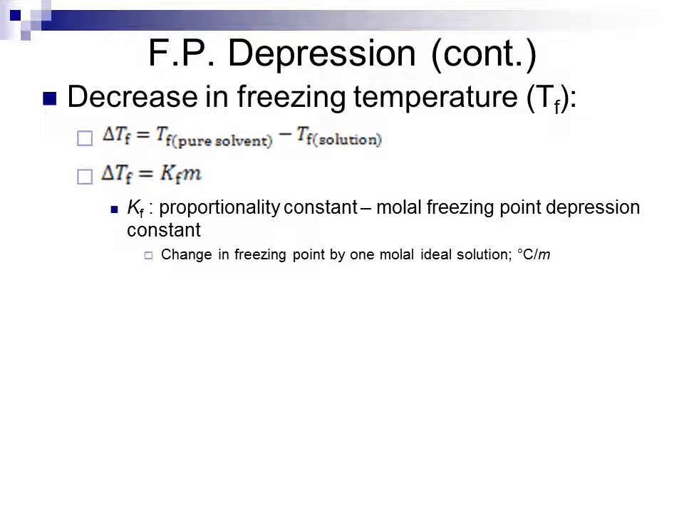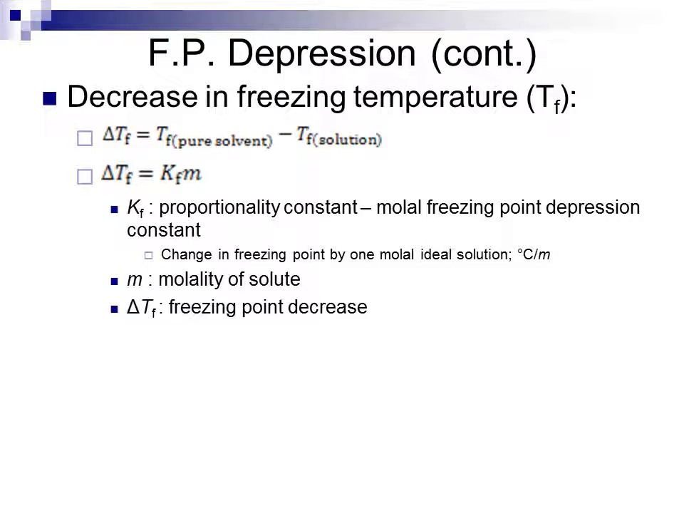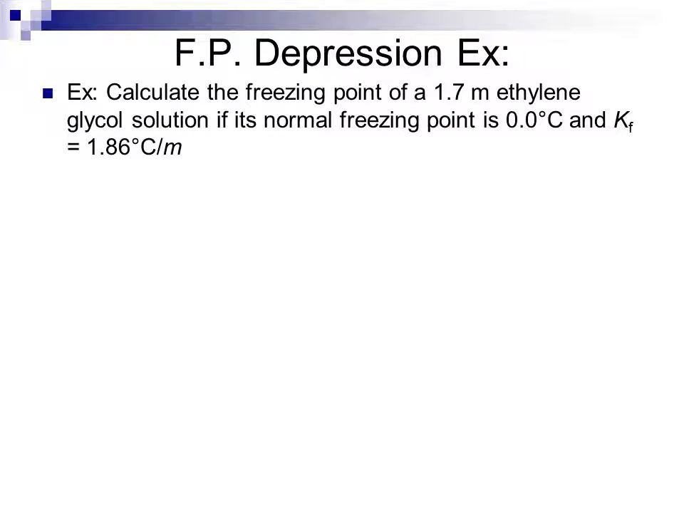The change in freezing point by a 1 molal ideal solution is what this constant represents, and it is measured in degrees Celsius per molal. m is the molality of the solute, and ΔT_F is the freezing point decrease that occurs. As an example, if we wanted to calculate the freezing point of a 1.7 molal ethylene glycol solution, if its normal freezing point is 0.0 degrees Celsius, and the K_f is 1.86 degrees Celsius per molal.